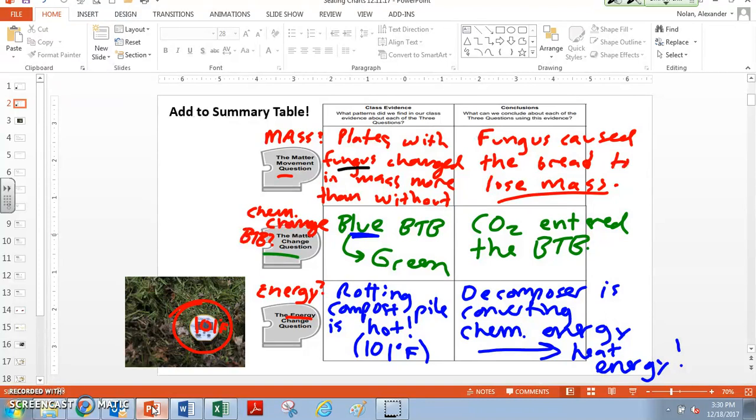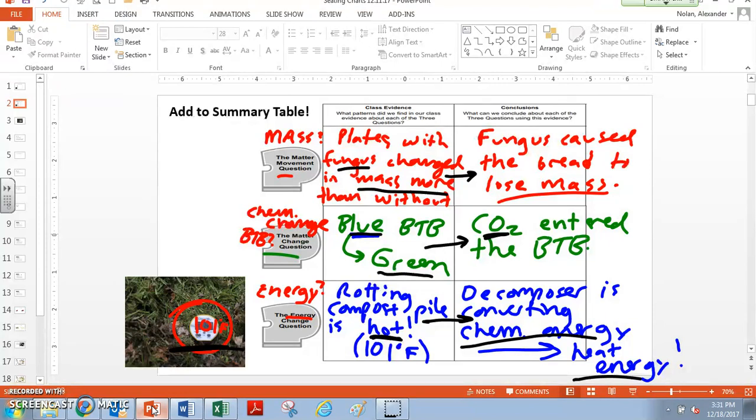So that's pretty interesting. These are three interesting things that we can assume based on these observations. The plates with the fungus changed in mass more than without fungus, and therefore the fungus caused the bread to lose mass. Our blue BTB turned green when we put the fungus in with the BTB. That must mean that carbon dioxide entered the BTB. And then lastly, because our rotting compost pile is hot, our decomposers are converting chemical energy into heat energy.